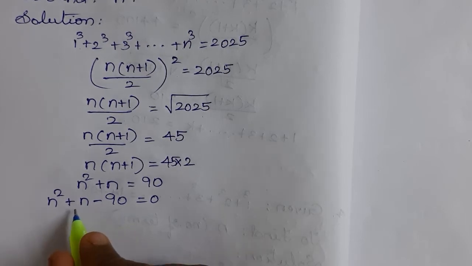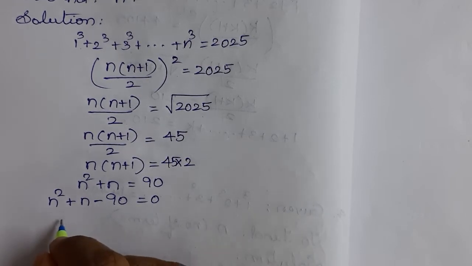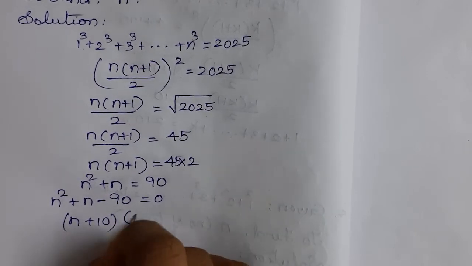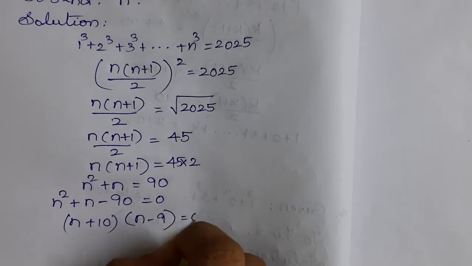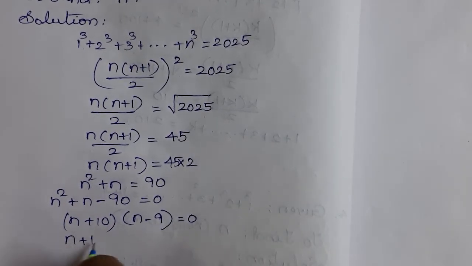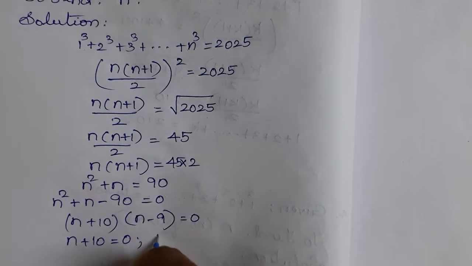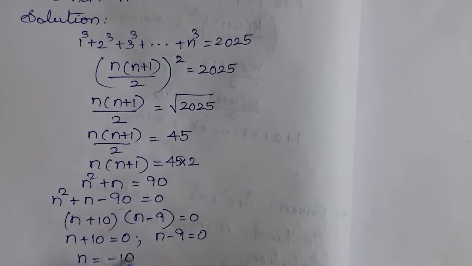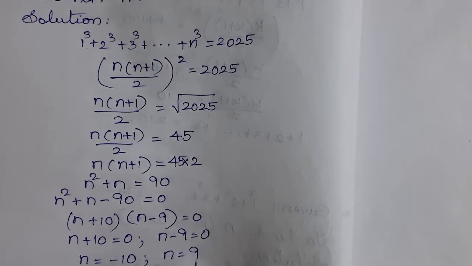I need a difference of 1. So 10 minus 9 is 1, and 10 times 9 is 90. So the factors are plus 10 and minus 9. So n plus 10 into n minus 9 is equal to 0. Equating it separately, n plus 10 is equal to 0 and n minus 9 is equal to 0, which gives you n is equal to minus 10 and n is equal to 9.